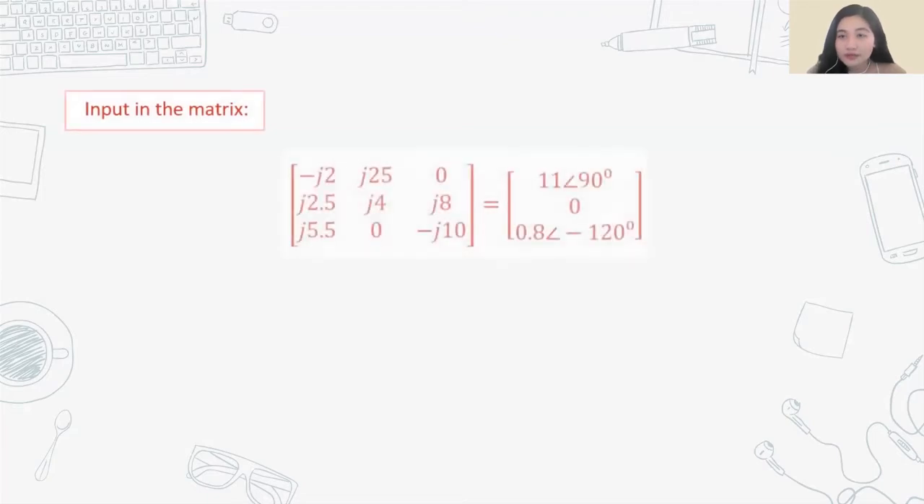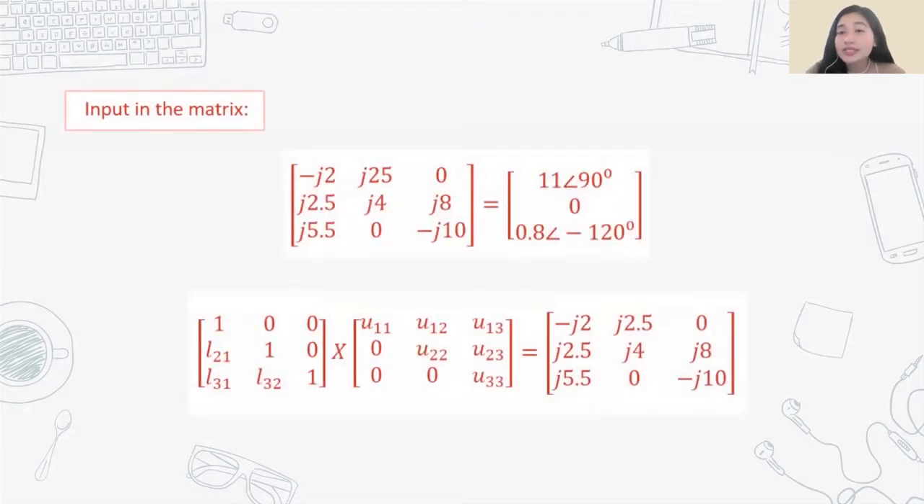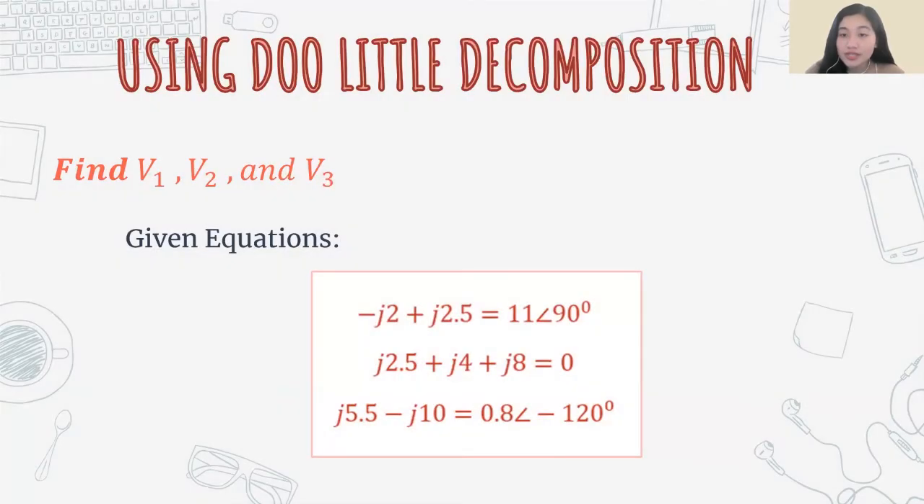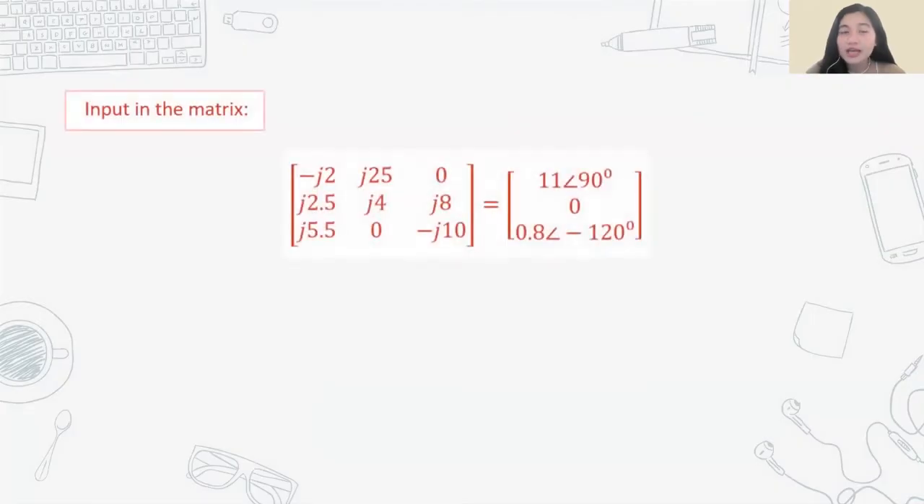So starting off with the process, we have to input these values into our matrix. Since we have three values in each equation, we are of course going to have a 3 by 3 matrix. So our negative J2, J2.5, and 0 would be given in the first row of our matrix. And next would be J2.5, J4, J8, and J5.5, 0, and negative J10. So this accordingly is discussed in our Y-bus admittance matrix.